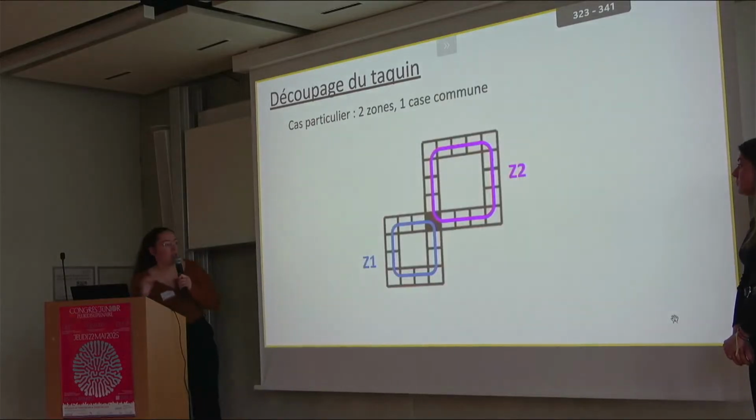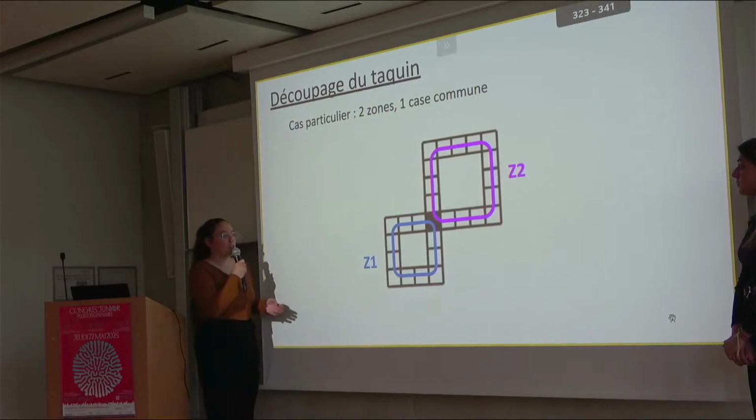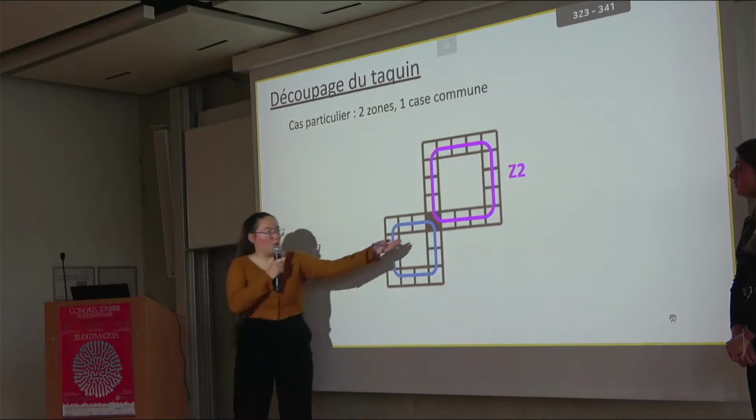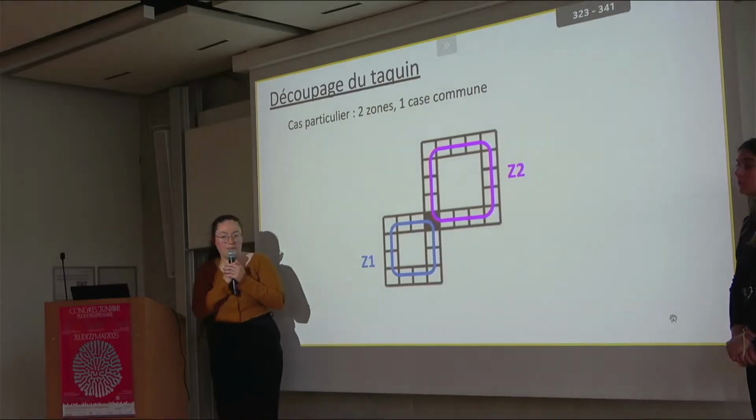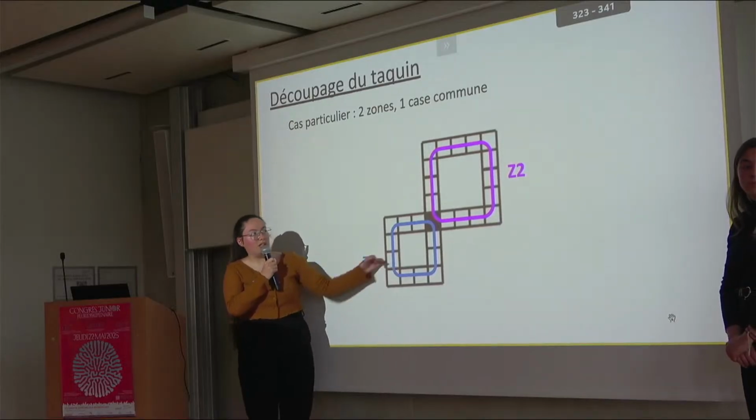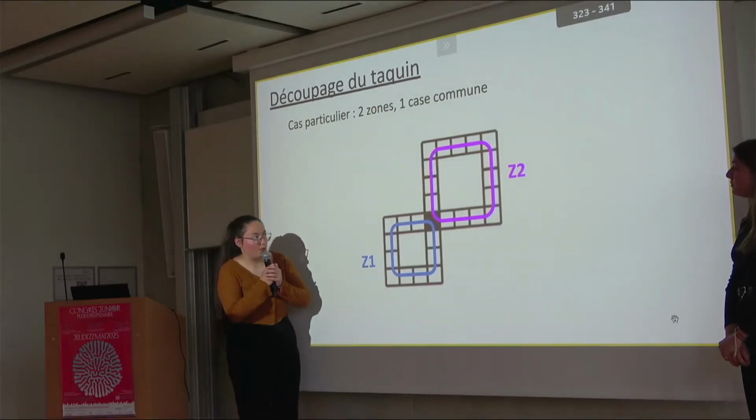It isn't the case with every Taquin. This one, for example, cannot achieve every even permutation because there is only 1 common square. So once a tile is in one zone, it can never go to the other one.